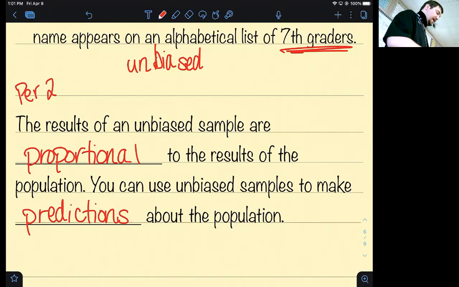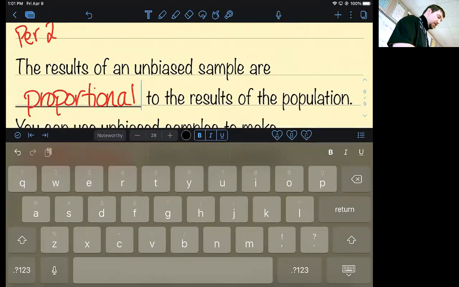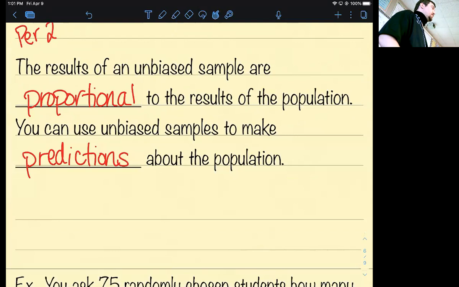So if you do it in an unbiased way, remember unbiased is good. If it's unbiased, then your results are good, and therefore you can make a good prediction.